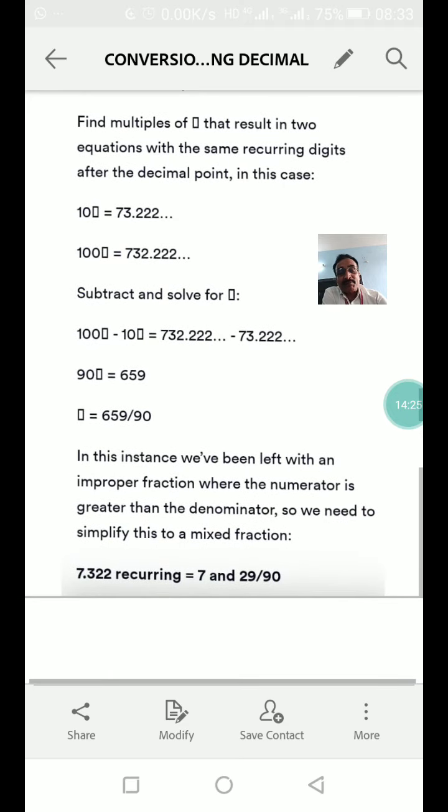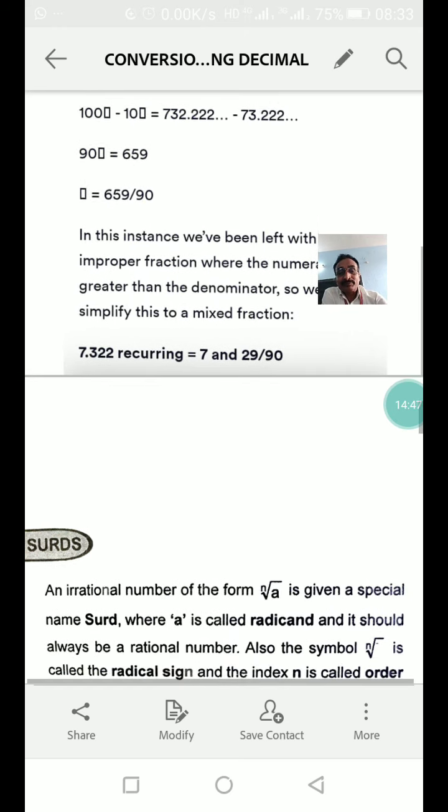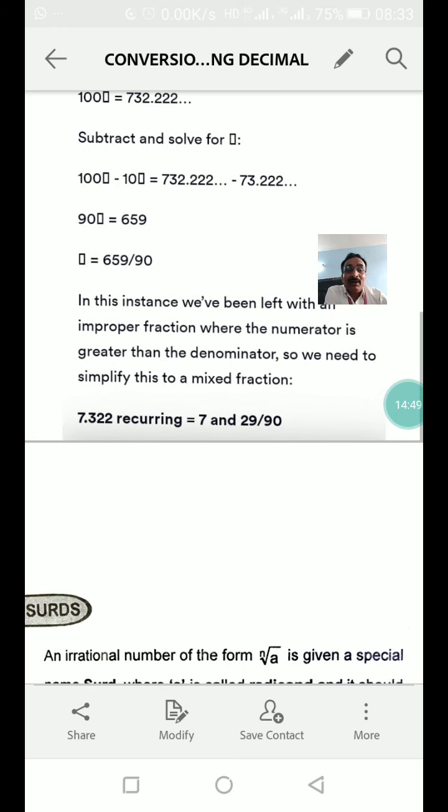In this instance, we have been left with an improper fraction where the numerator is greater than the denominator. So we need to simplify this to a mixed fraction. When you divide 659 by 90, you get 7 and 29 by 90. Okay. Now, hope that you have learned how to convert a recurring decimal into a fraction.